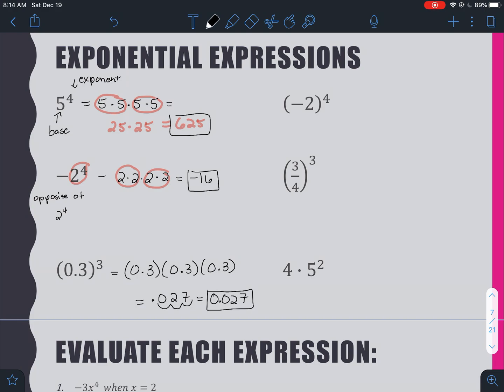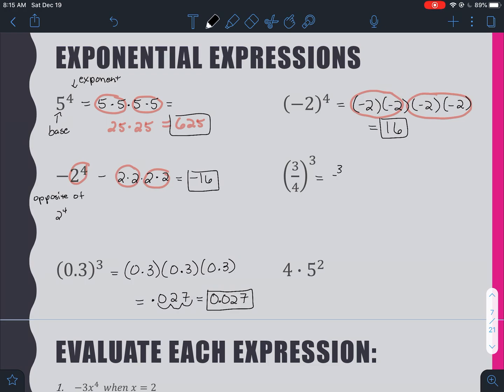Negative 2 to the 4th. Now, since the negative 2 is in parentheses, that means that negative 2 is the base. So we're going to multiply negative 2 4 times. So it'll be negative 2 times negative 2 times negative 2 times negative 2. Well, negative 2 times negative 2 is positive 4. Negative 2 times negative 2 is positive 4. And positive 4 times positive 4 is 16.